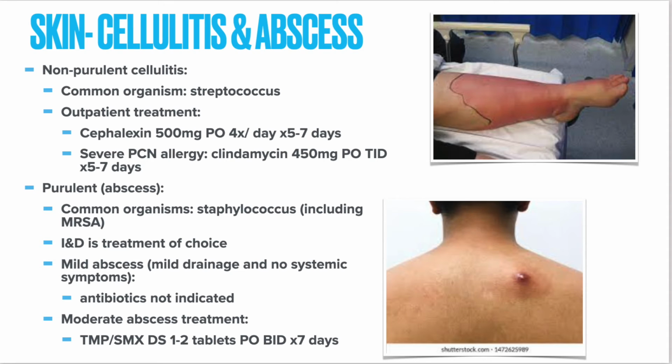If the abscess has mild drainage and the patient has no systemic symptoms of infection, then antibiotics are generally not indicated. However, if the patient has a moderate amount of drainage or systemic symptoms are present, including fever, then antibiotics are indicated. So it's going to definitely take some clinical reasoning on your end. The first-line choice for those patients with purulence is going to be the antibiotic Bactrim, as this also covers against MRSA.